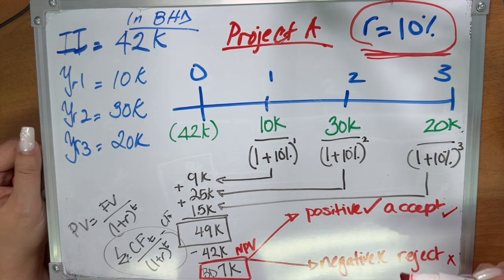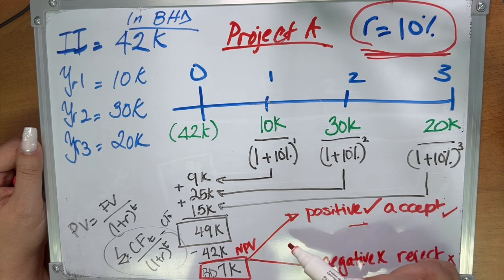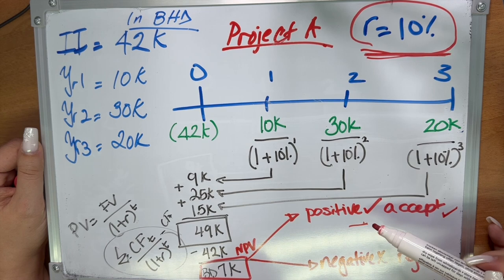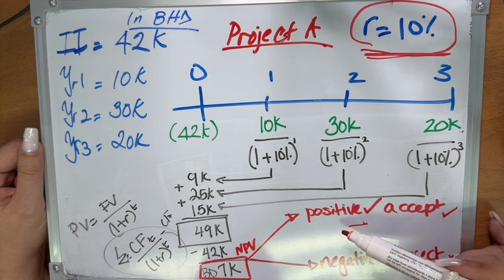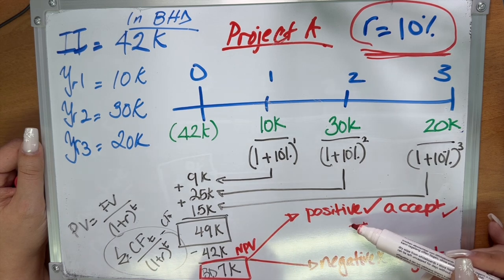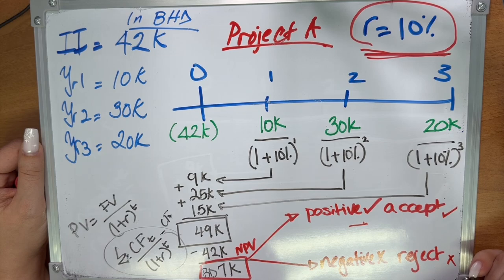Now, if, for example, you were doing two projects and both were positive, if they were independent, you would accept both projects. If both projects are positive and they are mutually exclusive, then you have to choose one, right? So you would choose the one with the higher NPV.